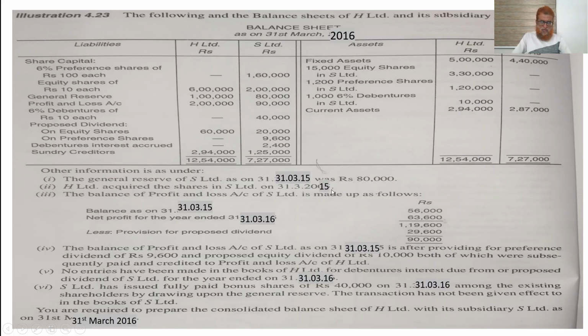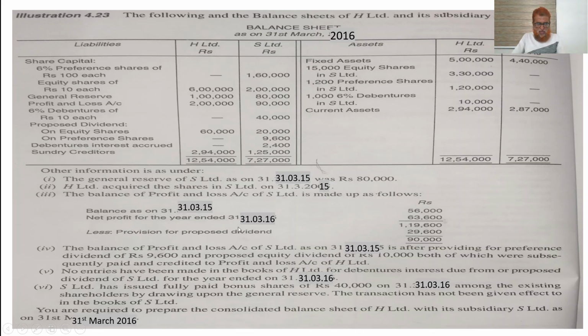It means it acquired at the beginning of the current year. So the current year is post-acquisition, and the beginning of the current year or the dates before it are pre-acquisition. As the acquisition date is 31/3/2015, this general reserve of 80,000 is fully pre-acquisition reserve. Then the balance of profit and loss account of S Limited is made up as follows. Balance as on 31/3/2015, 56,000. This is the opening balance of profit and loss account, which is purely pre-acquisition.